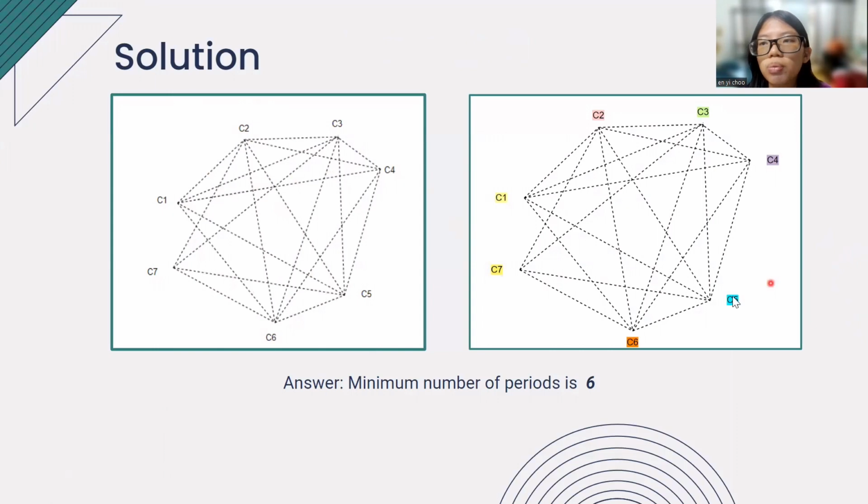So after this, we need to move to the coloring section. Again, vertices connected by edges cannot have the same color. For example, yellow here, so C2 that is connected with C1, C3, C4, C5, and C6 that is connected to C1 cannot have the same color. So we have different colors. And C7, I can have the same color as C1 because it is not connected to it. So this is why the minimum number of periods is 6, because we have these 6 different colors, which are yellow, pink, green, purple, blue, and orange.